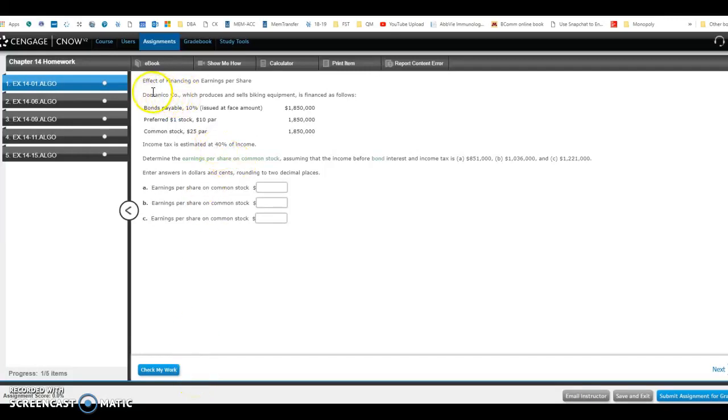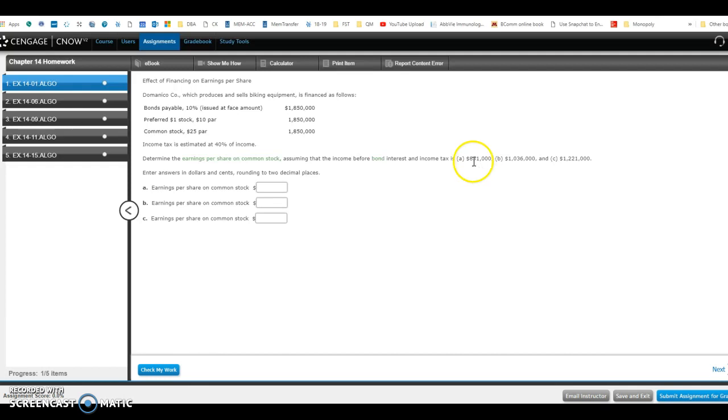Okay, we're going to look at how we would work out exercise 14.1 in your homework, and it is covering the effective financing on earnings per share. You can see it gives us information on bonds payable, preferred stock, common stock. We have a tax rate given, and then we're asked to go ahead and compute earnings per share under 3 different scenarios. The only thing that changes in each scenario is the amount of net income.